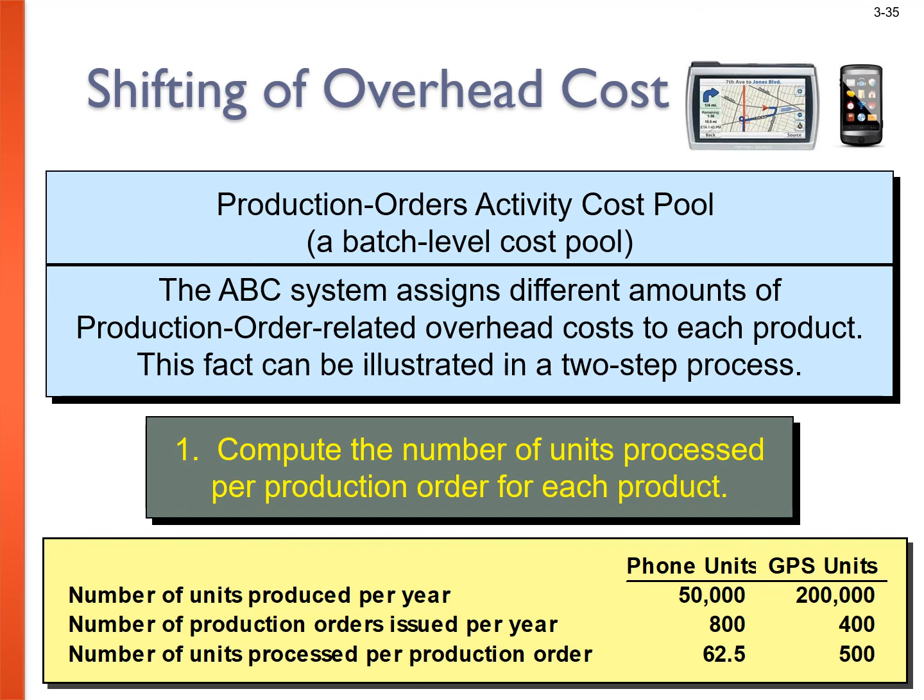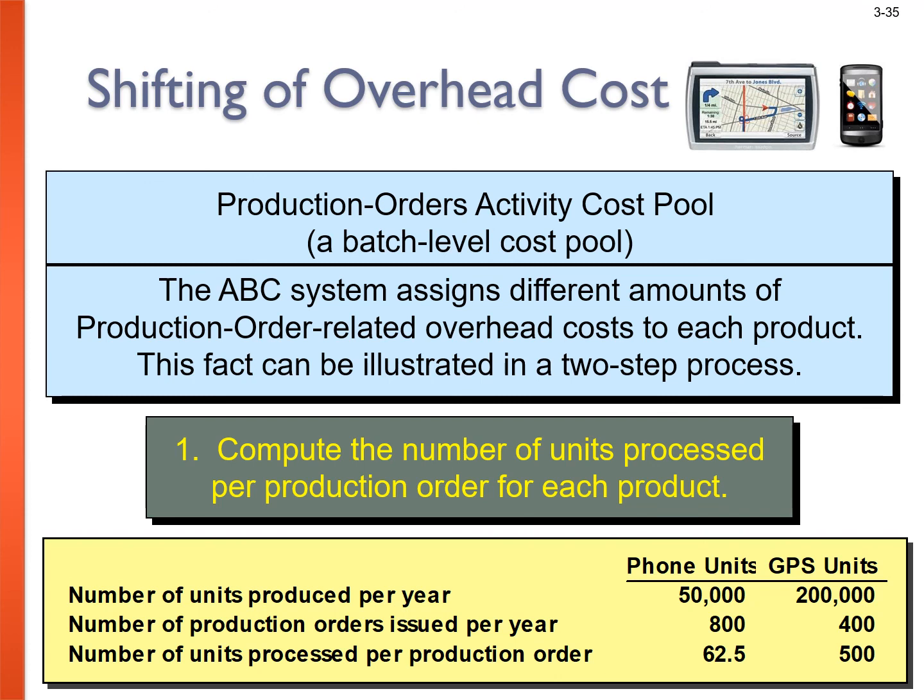Production orders activity cost pool. The ABC system assigns different amounts of product order related overhead costs to each product. I don't know why I said "divided by." Probably because the line was there. So production orders activity cost pool, this is a batch level cost pool. We talked about this. So the ABC system assigns different amounts of production order related overhead costs to each product.